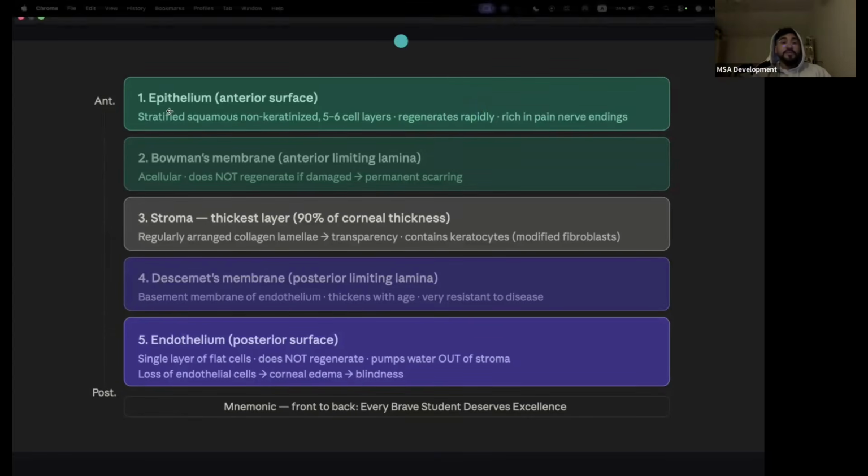However, Bowman's membrane is acellular. Okay, and it does not regenerate if it's damaged. So it's going to be permanently scarred. The stroma is the thickest. It makes up about 90% of corneal thickness, and it's transparent, and it contains the keratocytes. So if they ask you where keratocytes are found, they're found within the stroma. The Descemet's membrane, all right, is basically the basement membrane of the endothelium.